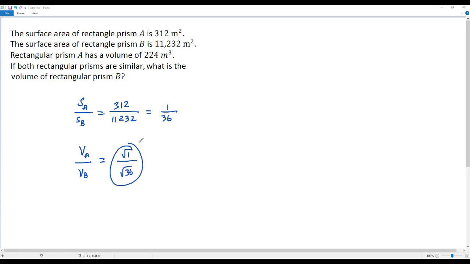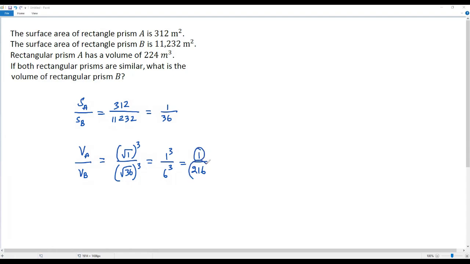And also we know that the volume is a measure in cubic units. Now to convert these linear units to cubic units, we have to take a cube for both the quantities over here. Okay, we know that the value of square root of 1 is just 1. Then we get 1 to the third power. And square root of 36 is just 6. Then we get 6 to the third power. The value of 1 cubed is 1. And the value of 6 cubed is 216. Here I got the ratio of the volumes of the two rectangular prisms.